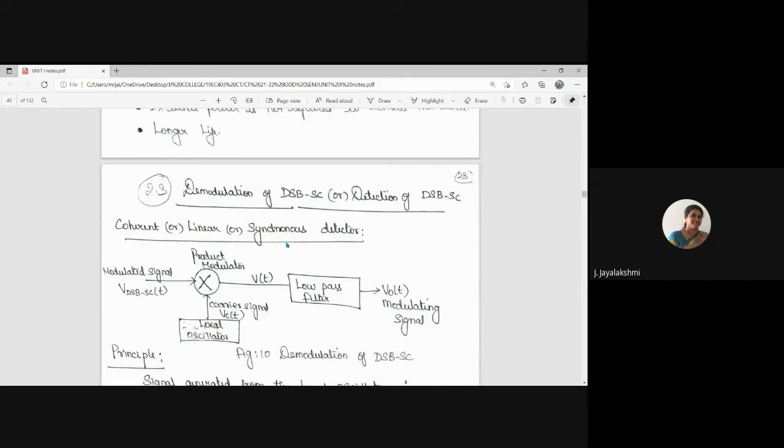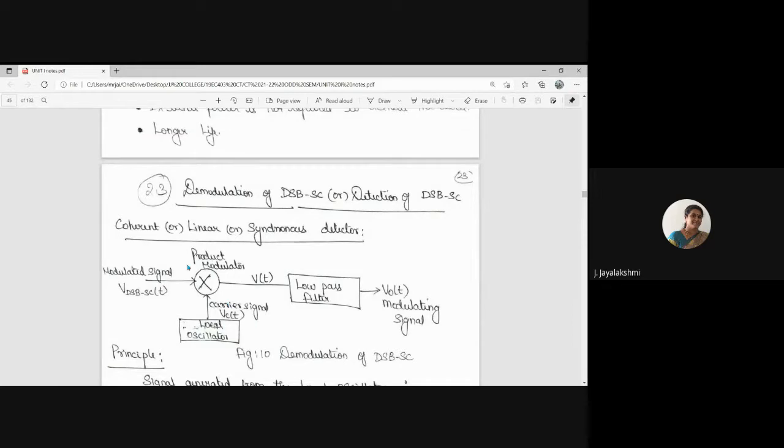So the coherent one is a linear detector, and you call it a synchronous detector. What we have to do is get the modulated signal. So you receive the modulated signal. This modulated signal is multiplied with the carrier signal. Here this carrier signal is locally generated by means of an oscillator. See that the carrier signal used at the receiver end is the same as the carrier signal used at the transmitter end. It should have the same amplitude and the same frequency.